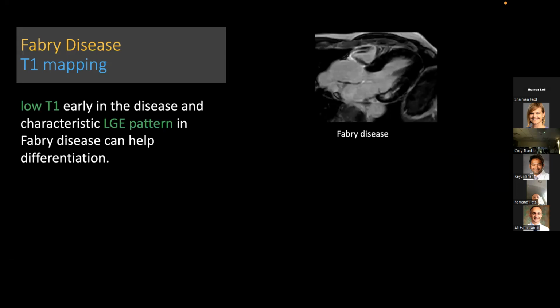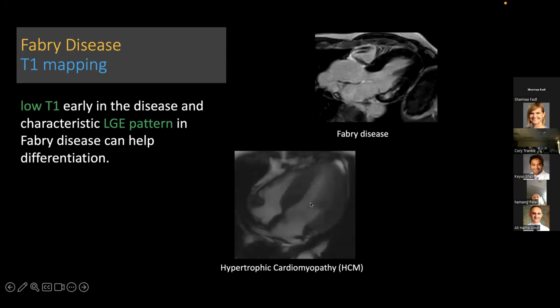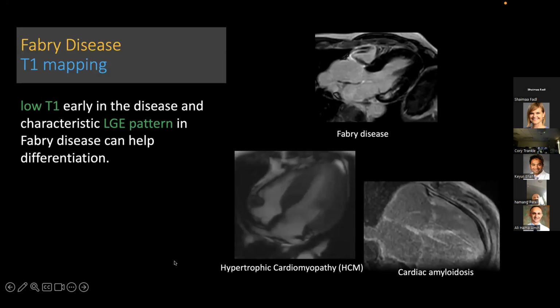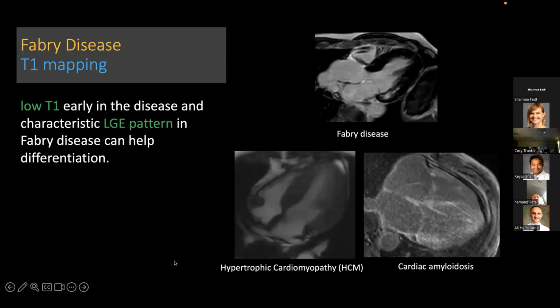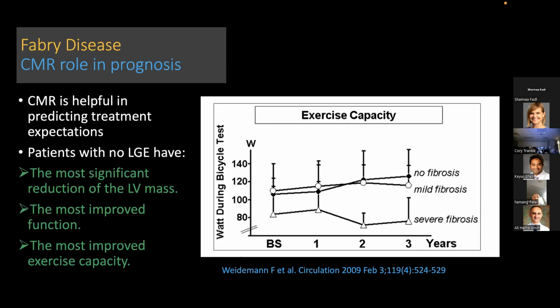The LGE pattern is characteristic, but it also helps us differentiate that thick myocardium with infiltrative disease from hypertrophic cardiomyopathy or from cardiac amyloidosis based on the enhancement pattern. Cardiac MRI plays an important role. Those patients are usually treated by enzyme replacement therapy, and CMR can predict the treatment response. If the patient is not having any LGE, usually the treatment response is excellent.